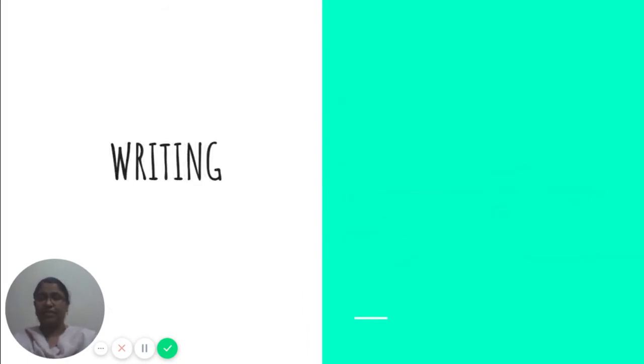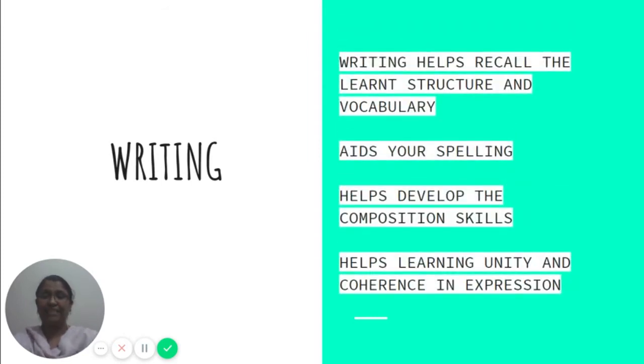Then we move to writing. Writing is one of the expressive modes. After listening and reading, you slowly move to a stage of expressing yourself. First of all, you may start with writing. Writing helps recall the learned structure and vocabulary. It will help you recall the vocabulary that has been taught to you, that has been spoken to you, the vocabulary that you have listened to. If you had been very attentive and listened carefully, if you had read the book or passage or the poem or the paragraph carefully, definitely it will reflect in your writing.